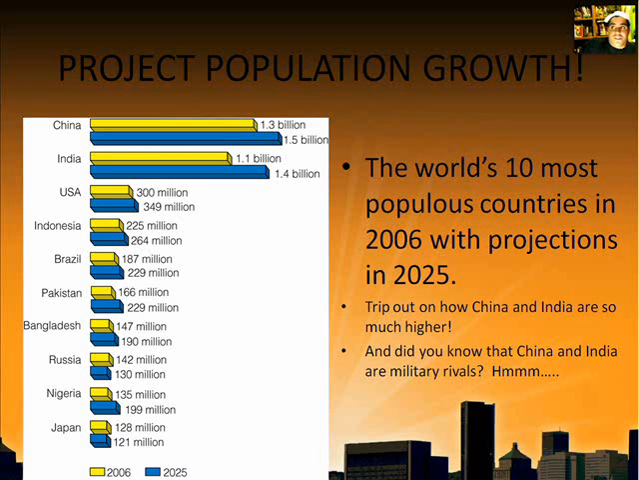And here's population growth as it's going to be projected from 2006 to 2025. And again, man, look at China and India. Look at those numbers in comparison to everybody else, even the United States at 300 million. Take a look at what's going to happen here in China. 1.3 billion up to 1.5 billion. 1.1 billion for India up to 1.4. And we're not even going to come close to that.